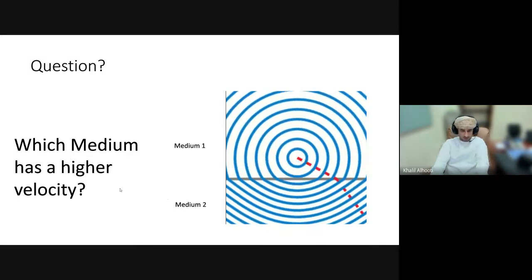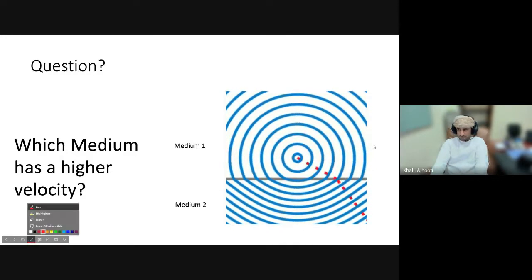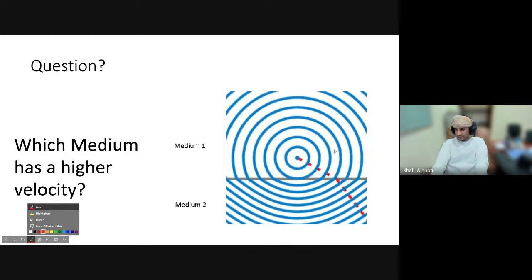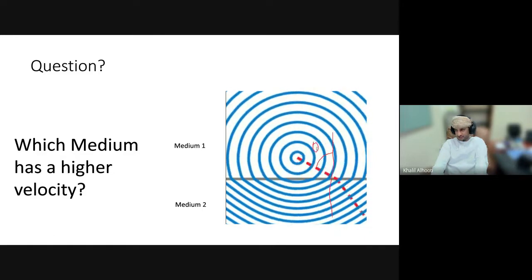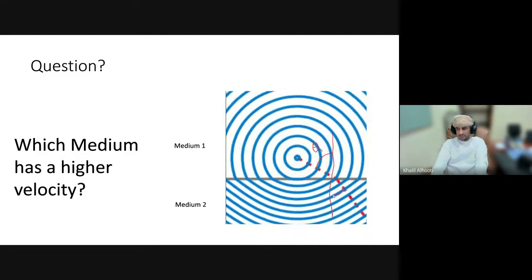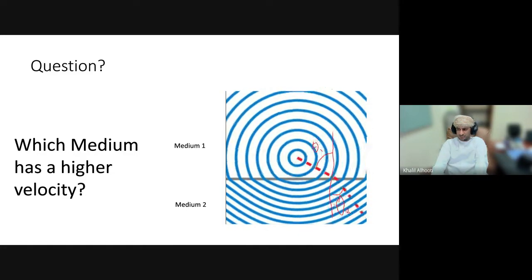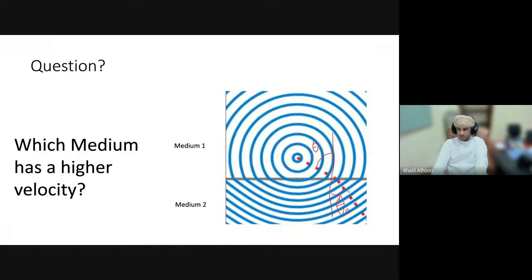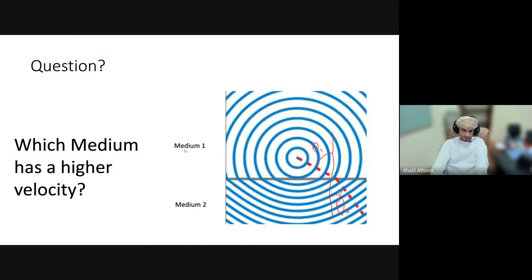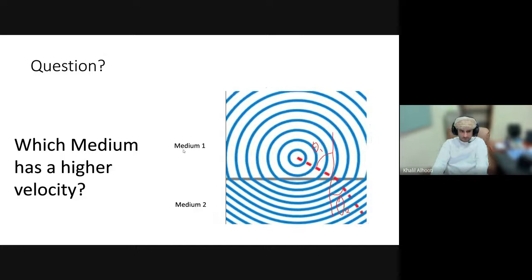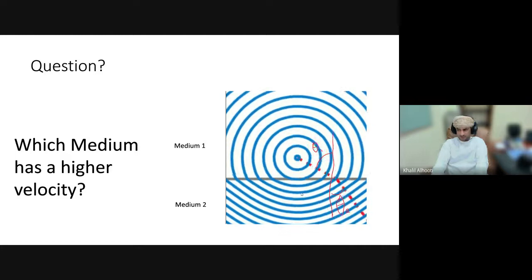That's one interesting point. But the most important one is the relationship between these angles. This angle theta 1 is larger than theta 2. It means the energy is deflecting toward the normal, which brings us to the conclusion that medium 2 has a lower velocity than medium 1. So as some of you said, medium 1 has a larger velocity than medium 2.